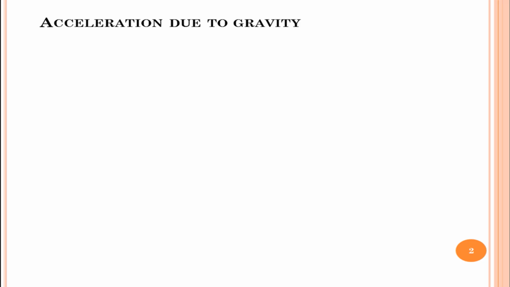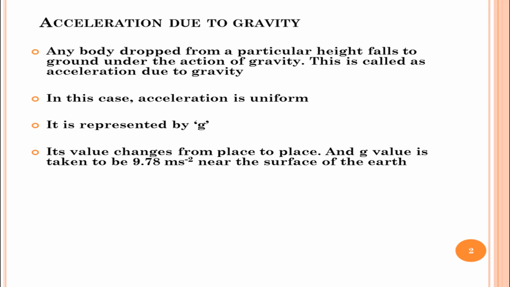Let's focus on acceleration due to gravity. The acceleration with which the body falls towards the earth remains constant throughout the journey, hence it is uniform. This acceleration exerted by the earth on the object is represented by a small letter g. Its value actually changes from place to place, but near the surface of the earth, it remains almost constant, equal to 9.78 meter per second square.